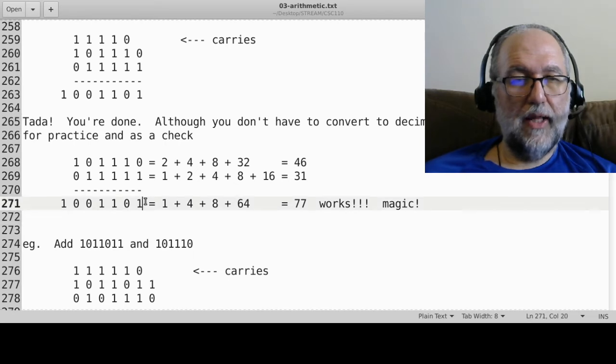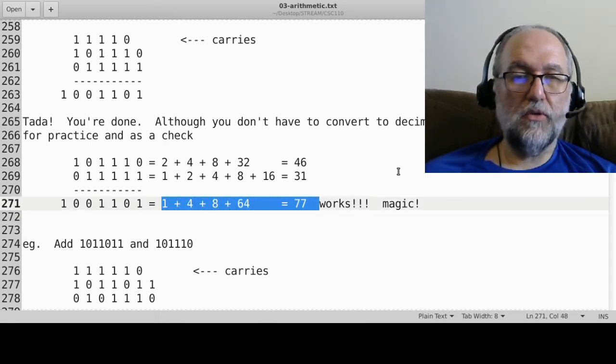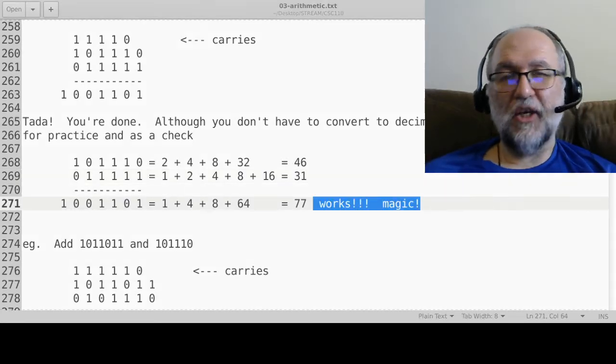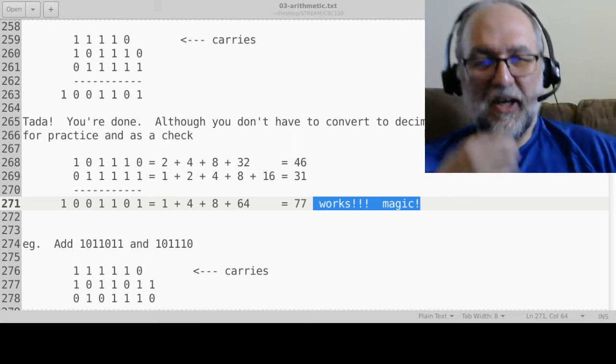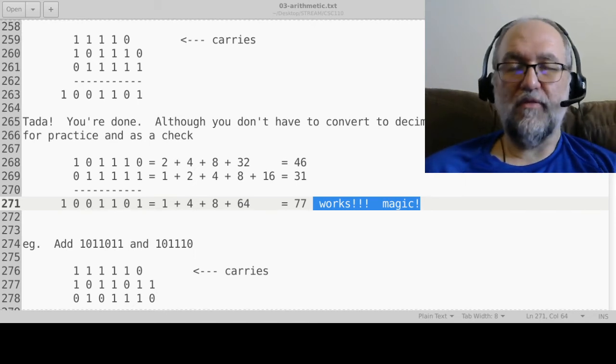Let's see if that worked out. So over here in our answer, we have a 1, no 2s, a 4, an 8, no 16s, no 32s, and a 64. Okay, so let's go through that again. We have a 1, no 2s, we have a 4, there's our 4, we have an 8, there's our 8, we have no 16, no 32s, and we have a 64, there's our 64. And if you do 1 plus 4 plus 8 plus 64, that's equal to 77. Okay, and that's what we expected, so it works. I said they're magic, but it isn't magic. It's just we consistently thought about the rules about how we should do this, and so we've got addition working.